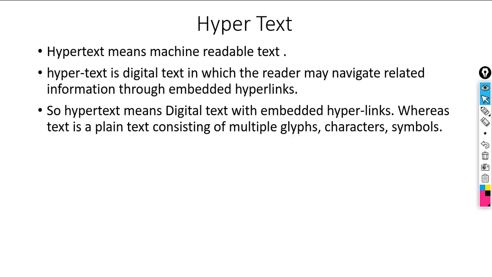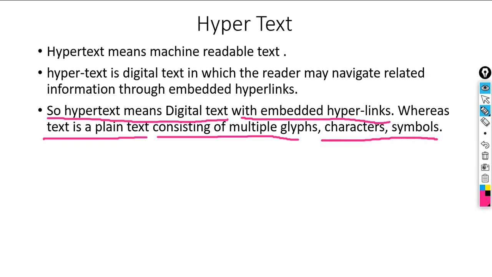So hypertext means digital text. Hypertext is a digital text with embedded hyperlinks. Let me repeat once again: hypertext is a digital text with embedded hyperlinks, whereas text is a plain text consisting of multiple glyphs, characters and symbols.